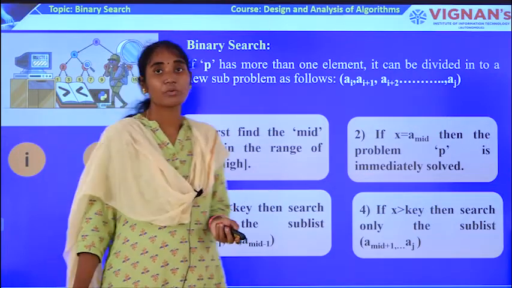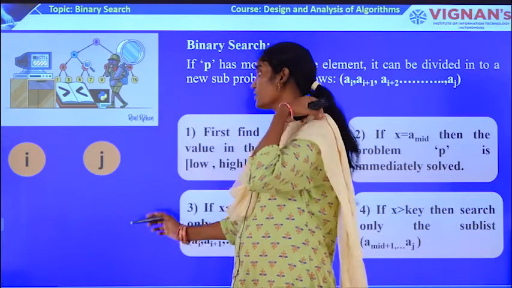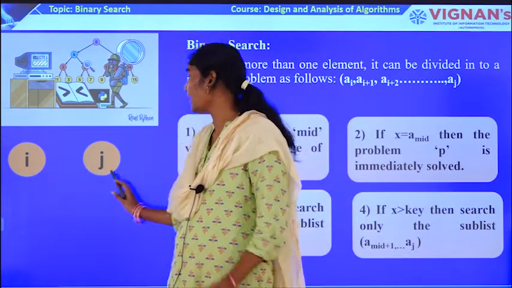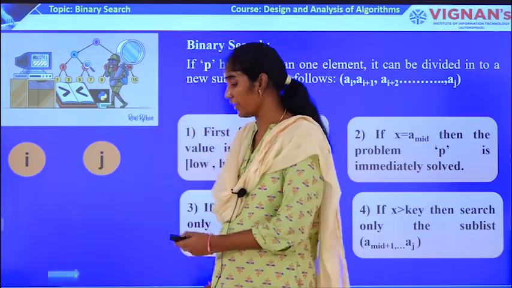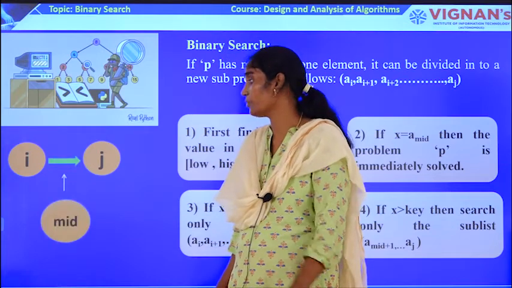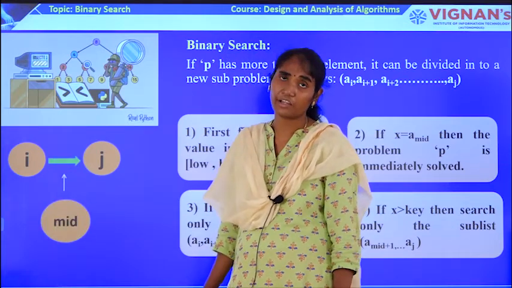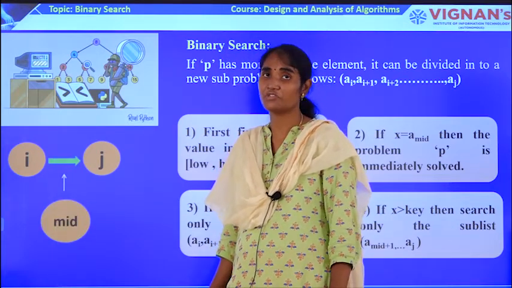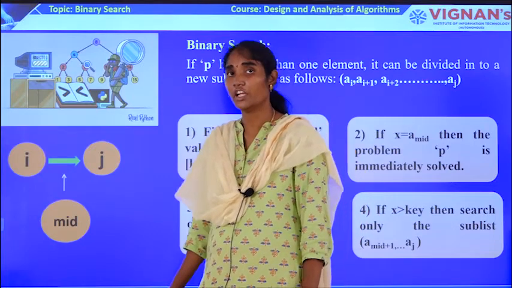Now, as you have seen here, i is the starting index and j is the ending index, and in between there will be mid. That mid we are going to find out by means of i plus j by 2 in each and every iteration.